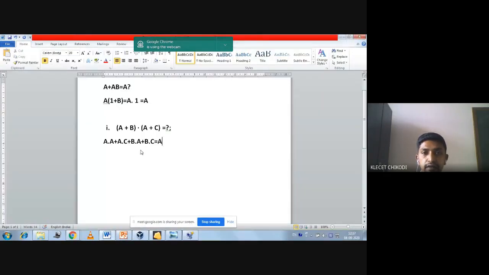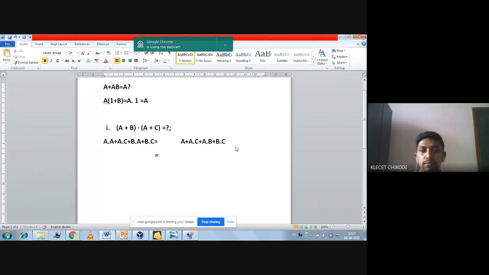After that, A into C is A·C, plus again B into A or A into B. Both are the same. We will see that in the next law, the commutative law. We will apply it here: A·B is equal to B·A. So instead of B·A, I am writing A·B itself here. Again for B·C, B·C itself. This is what we have solved here. Again, it is not completely solved.